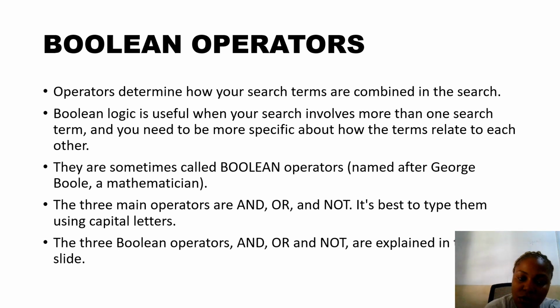It is best to type them using capital letters. Whenever you're using Boolean operators, remember to use capital letters, because if you use small letters, they will not bring out the papers which you are looking for. So remember to always type them in capital letters. All your other words, the keywords, can be in small letters, but the Boolean operator should be in capital letters. Remember that.